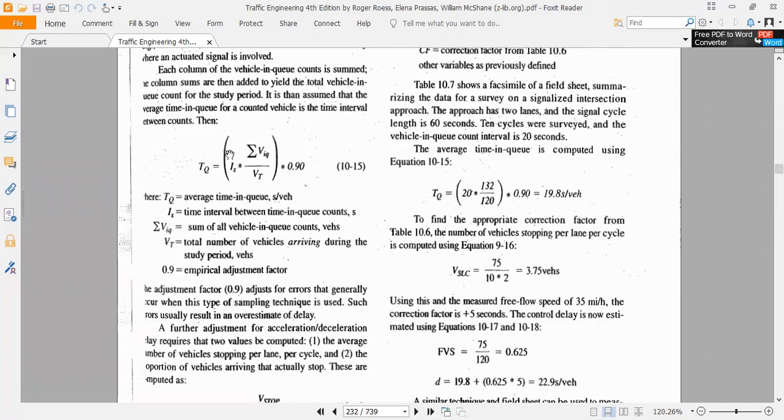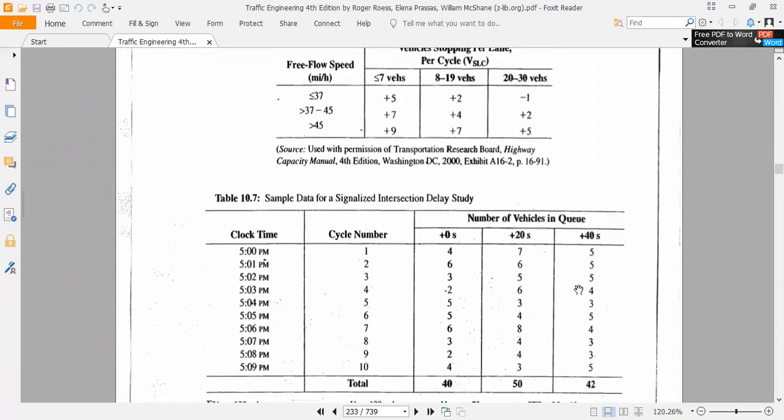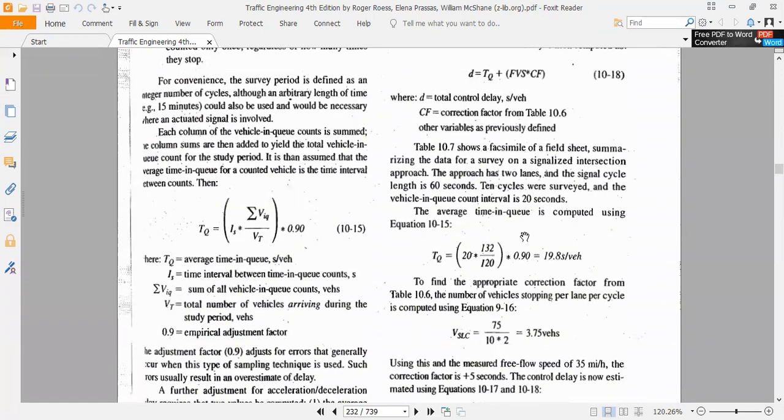Now the Highway Capacity Manual has given us this formula, equation 10-15, TQ, where TQ is the average time in queue, that is how many seconds a particular vehicle spends standing in the queue. That is equal to IS, the time interval between time-in-queue counts. IS is 20 seconds. Where is this 20 coming from? Because you are noting the number of vehicles in queue after every 20-second interval.